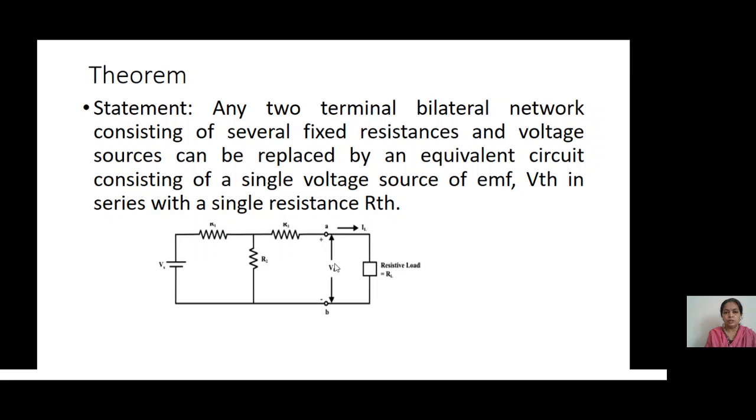So using Thevenin's theorem, several resistances are replaced by a single resistance called Thevenin's resistance. Several sources are replaced by a single source called VTH, Thevenin's voltage. So instead of many resistances, we have a single resistance and a single voltage. Then the circuit becomes a simple circuit which gives rise to the same IL and VL as we had in the complicated network.